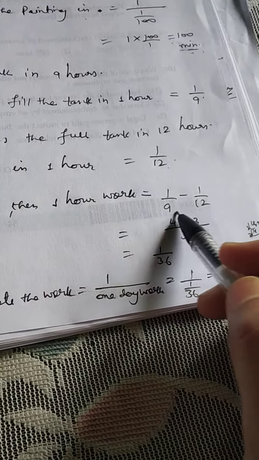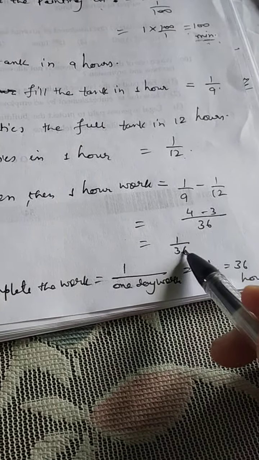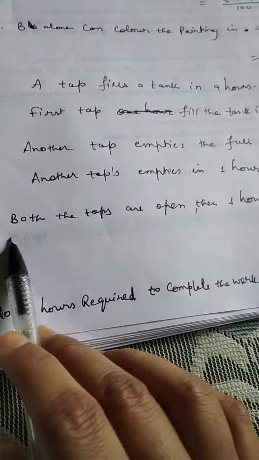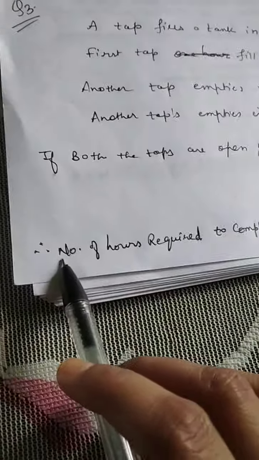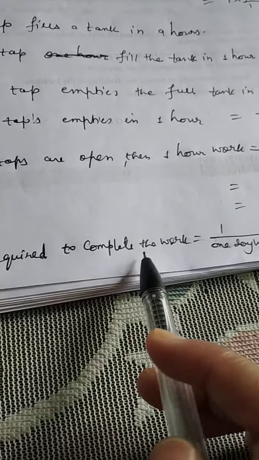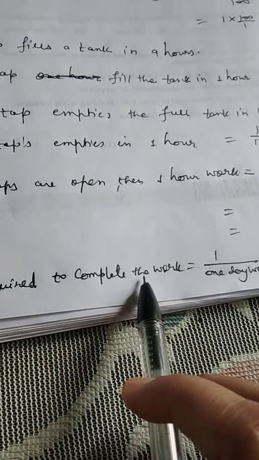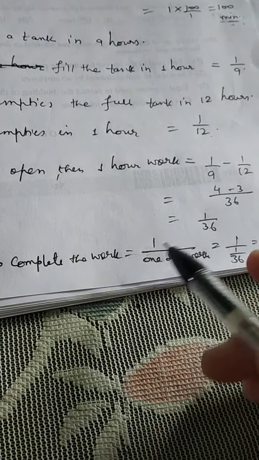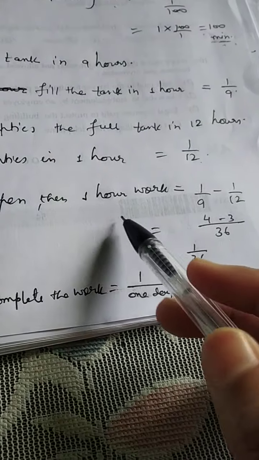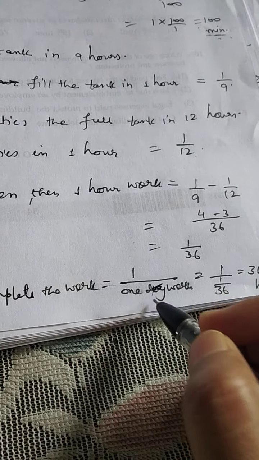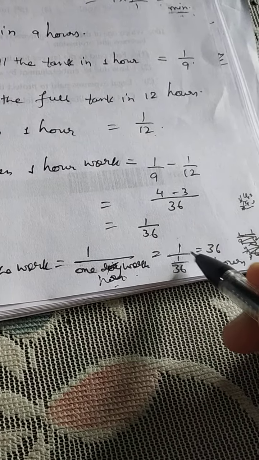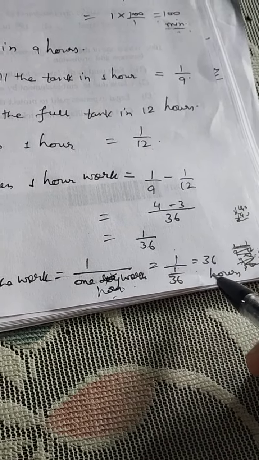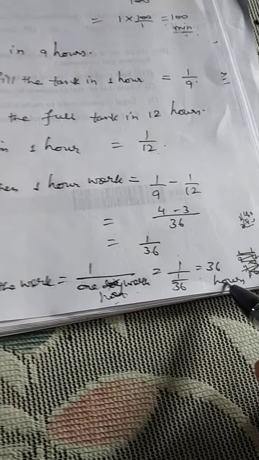Now take the LCM of these two. We will get 36. 4 minus 3. 1 by 36 is the 1 hour work of both the taps. It means in 1 hour this much tank will get filled. Now number of hours required to complete the work. You know how much time is required to complete the work. Its formula is 1 by 1 day work, means 1 hour, 1 by 1 hour work you can write in place of day. So 1 by 1 hour work is 1 by 36. If you will make its reciprocal, we will get 36 by 1. That is 36 hours. Okay.